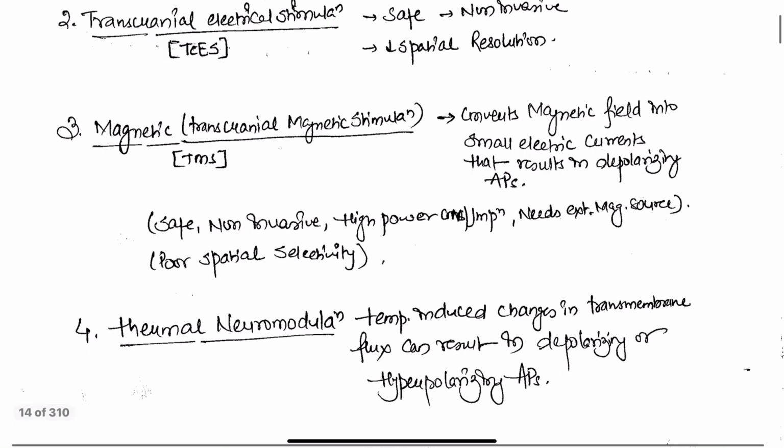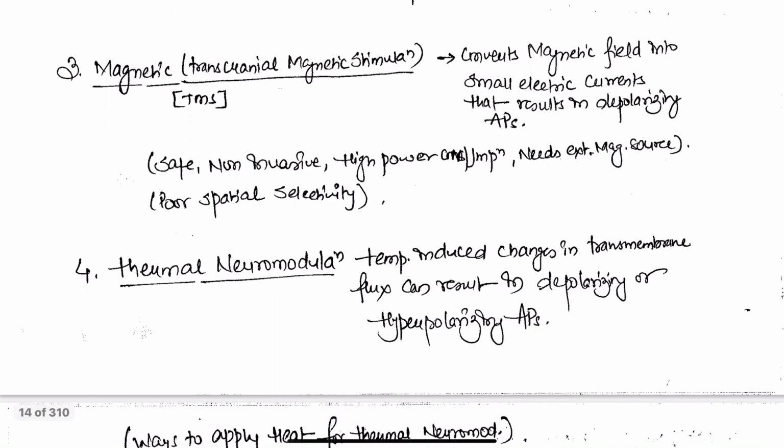Now coming to thermal neuromodulation. Temperature induces changes in transmembrane flux and can result in depolarizing or hyperpolarizing. This thermal neuromodulation is how we can think of MRFUS, where you focus the ultrasound in different places and then you change the temperature. When you change the temperature of a particular area, you can lesion that area with it.